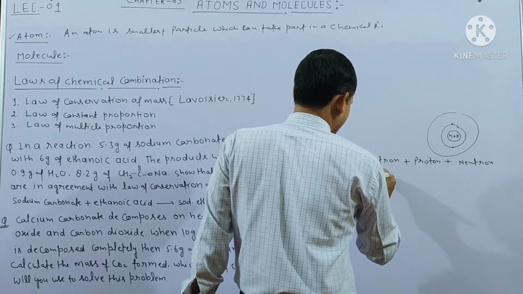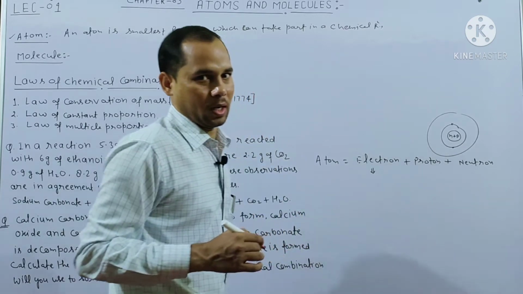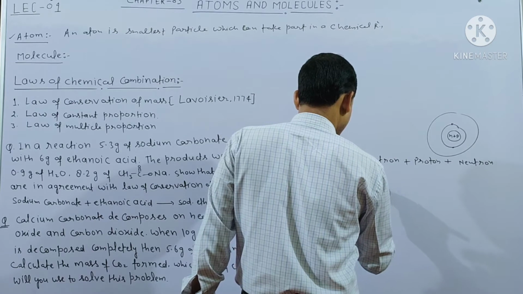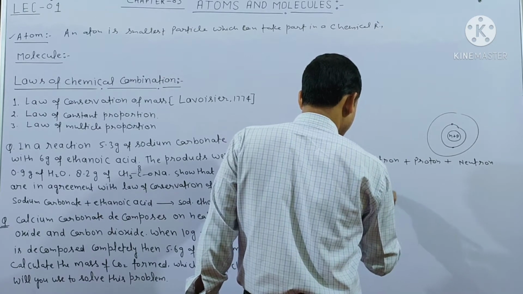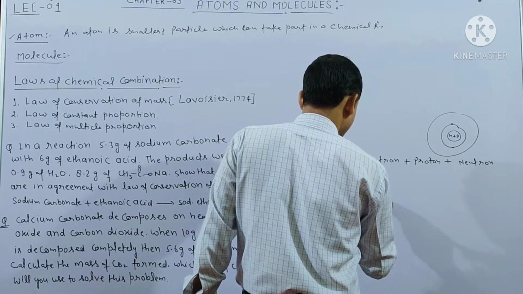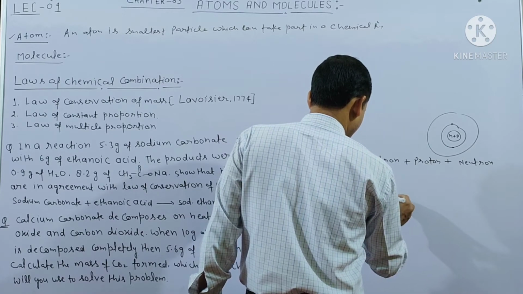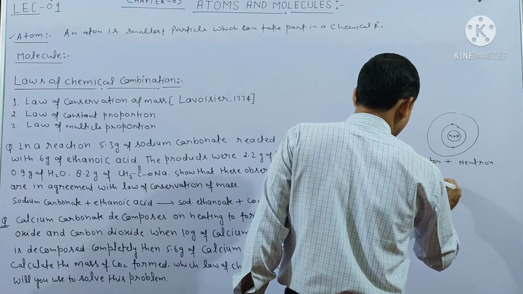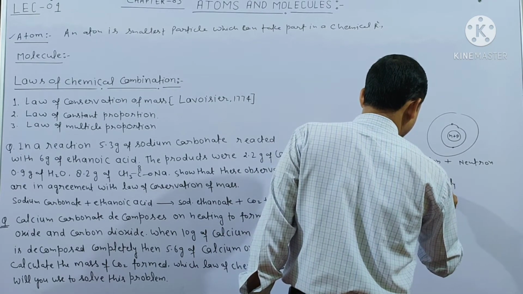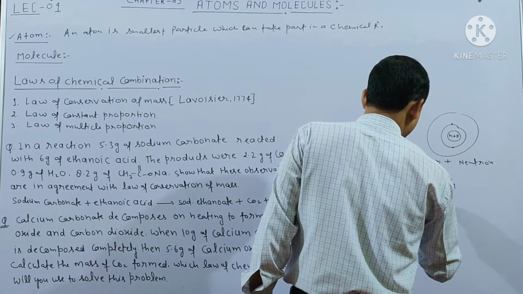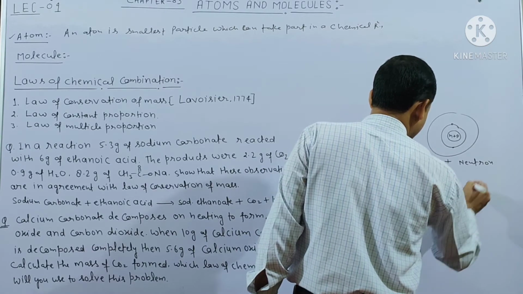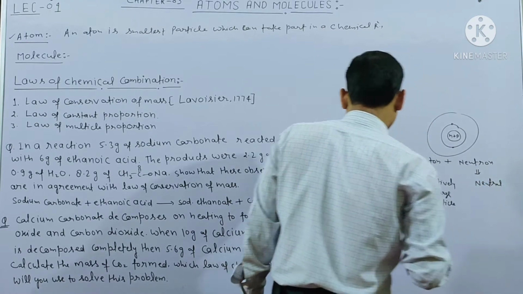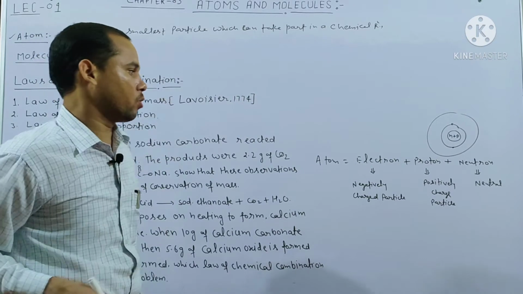Now we are discussing the electron. This is a negatively charged particle, right? The proton is a positively charged particle, and the neutron has no charge. It is neutral. So this is the important information about the electron, proton and neutron.